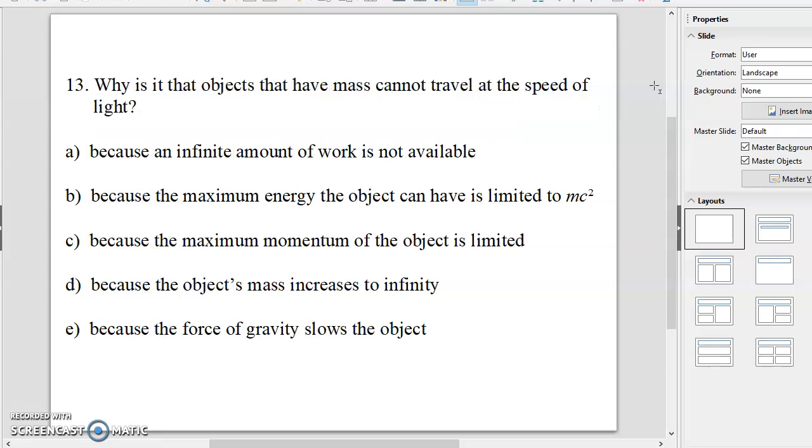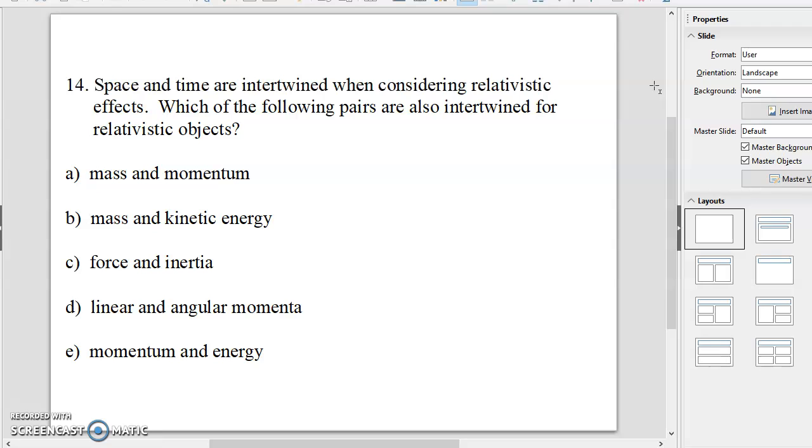13. Why is it that objects that have a mass cannot travel at the speed of light? The reason is very simply, an infinite amount of work would be required, and that is not available. So the answer is A. Number 14. Space and time are intertwined when considering relativistic effects. Which of the following pairs are also intertwined for relativistic objects? And the answer is E, momentum and energy.